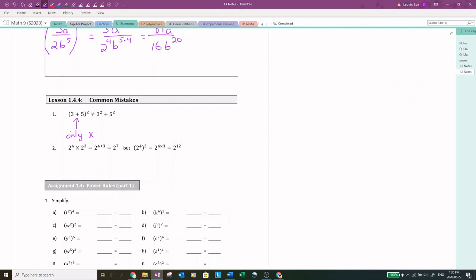And for this one, example 2 here, what happened? They added. Oh, it's just clarifying that when it's a power times a power, you add the exponents, and when it's a power to the power, you multiply them. Okay, so just be really aware of that.